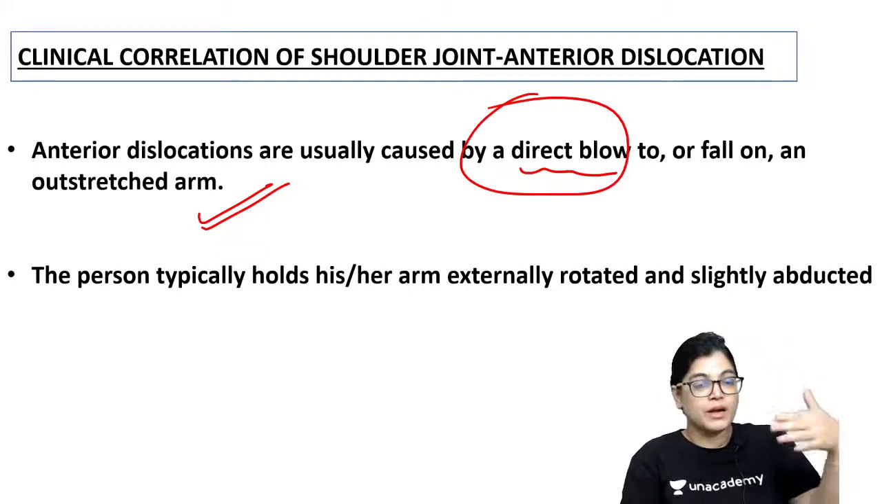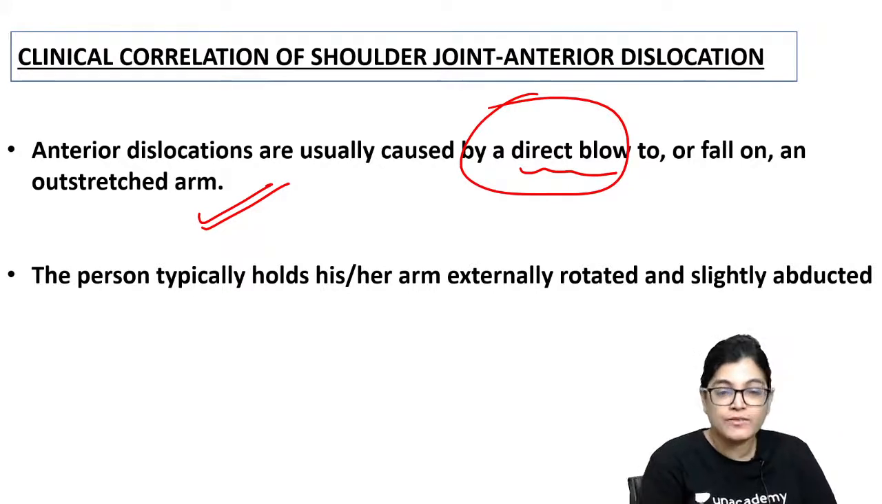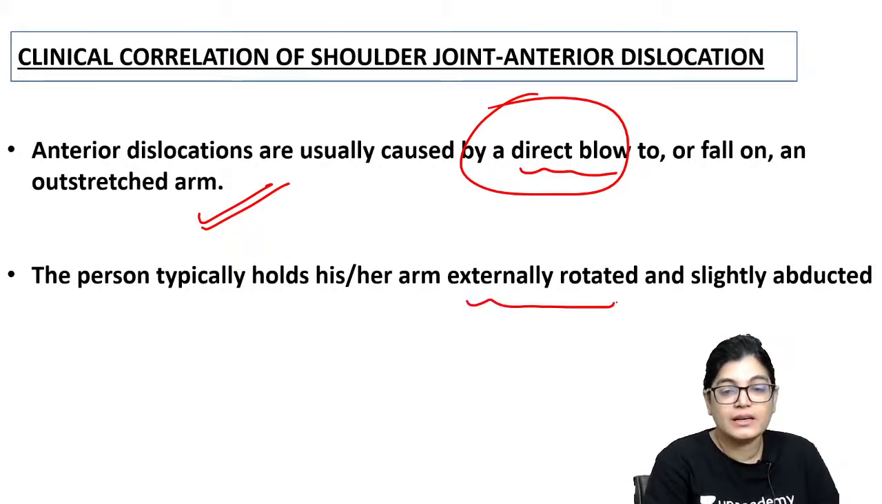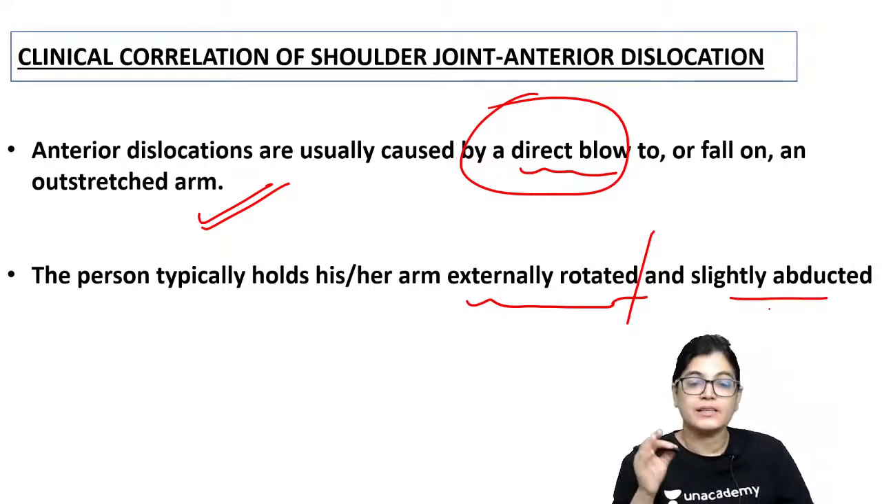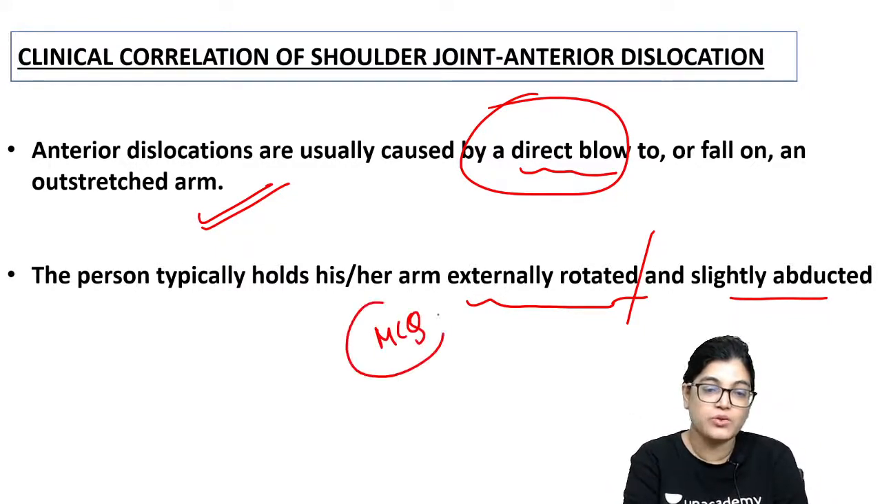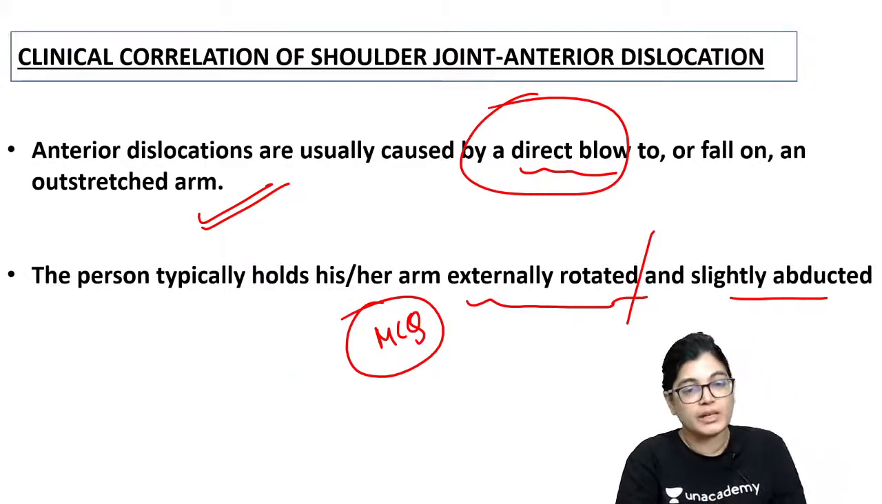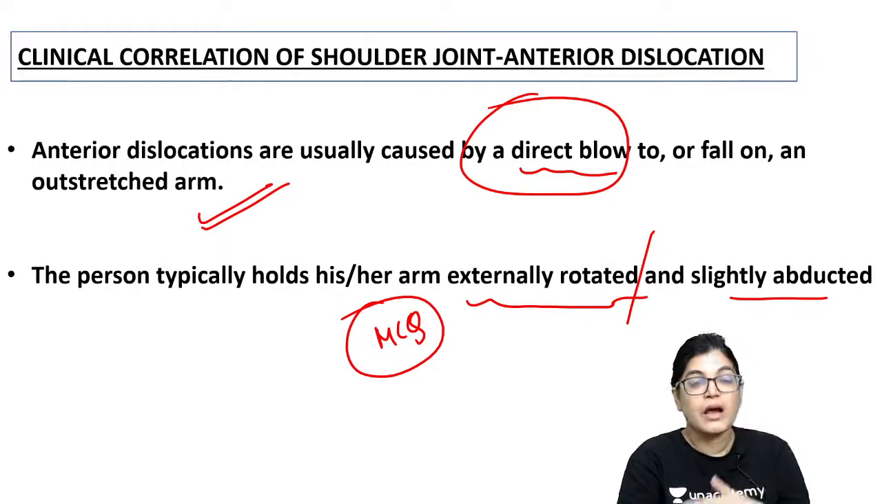When the person comes to the OPD, he or she will particularly hold the arm in which position? In anterior dislocation, the position of the arm when he or she comes to the clinic will be externally rotated and slightly abducted. This is very important again for MCQ. It is an important sign both for anterior and posterior dislocation, but what is important is to differentiate the position of the arm.